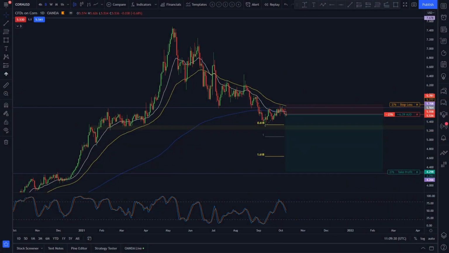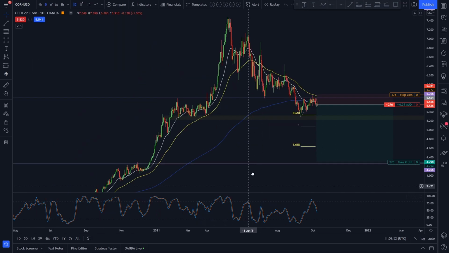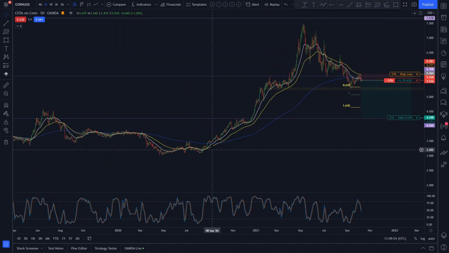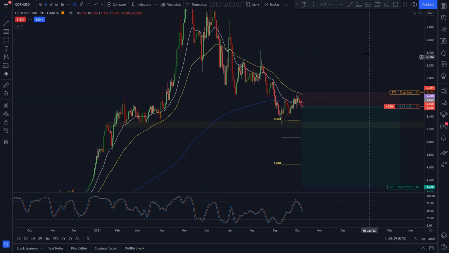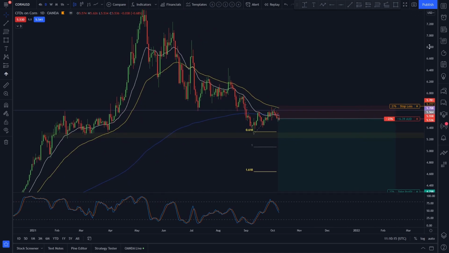Okay, so today's pair is corn USD. Now, why did I enter this trade? Corn has actually been in a long-term uptrend, which has been pretty nice. However, since price broke below the 200 EMA, and my rule states that if it's below the 200 EMA, I must sell, and if it's above the 200 EMA, I will buy. I don't go against that. I'm a very systematic trader and that's how it is.